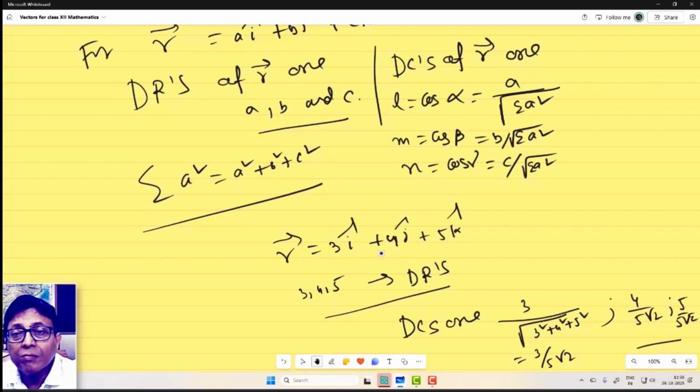So at the end of this session, I think you got the idea of a vector for class 12 mathematics. The concept of representation of a vector in 2D, 3D, and the difference between direction ratios and direction cosines. Okay, see you again in the next session.